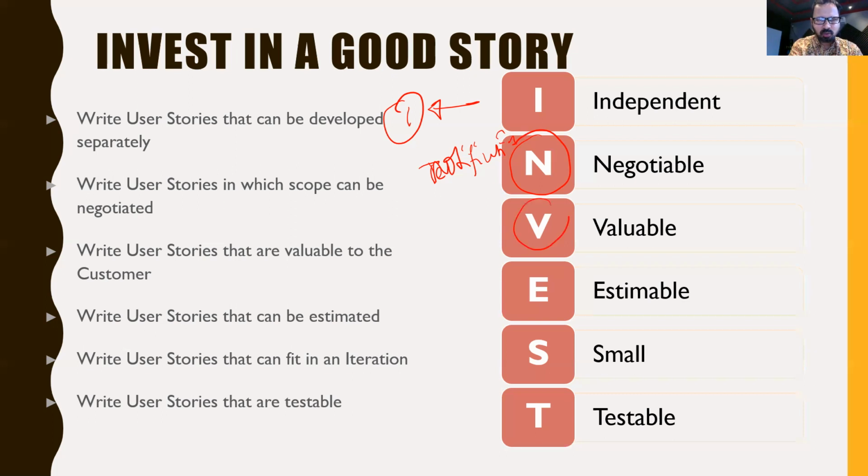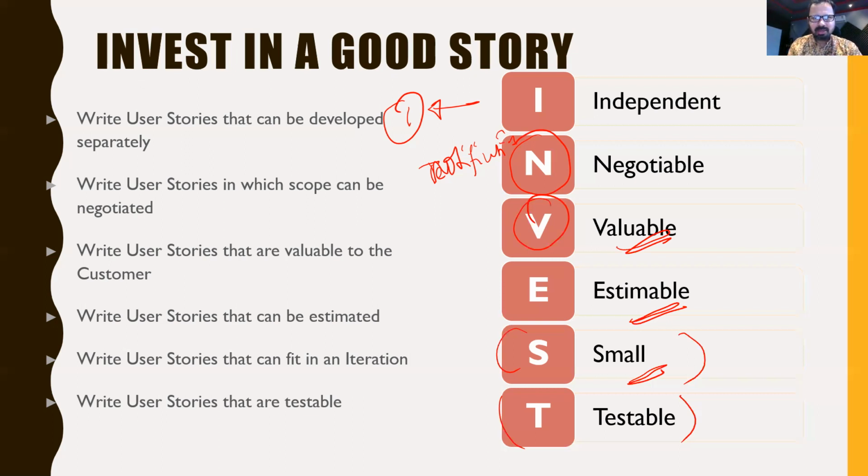The next V is valuable. Valuable is very straightforward: the stories must be valuable to the customer, so that we should be able to use it. Stories should be estimable. They should be small so that we can complete within an iteration. They are testable, straightforward. So when we are writing a user story, the user story should have these characteristics.